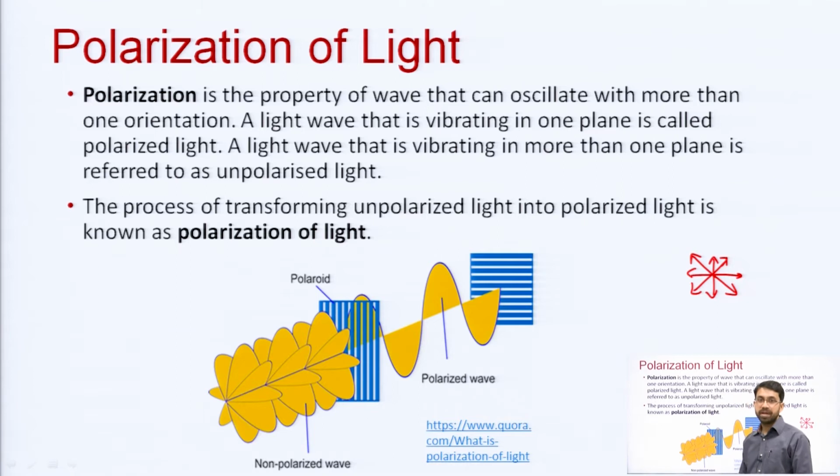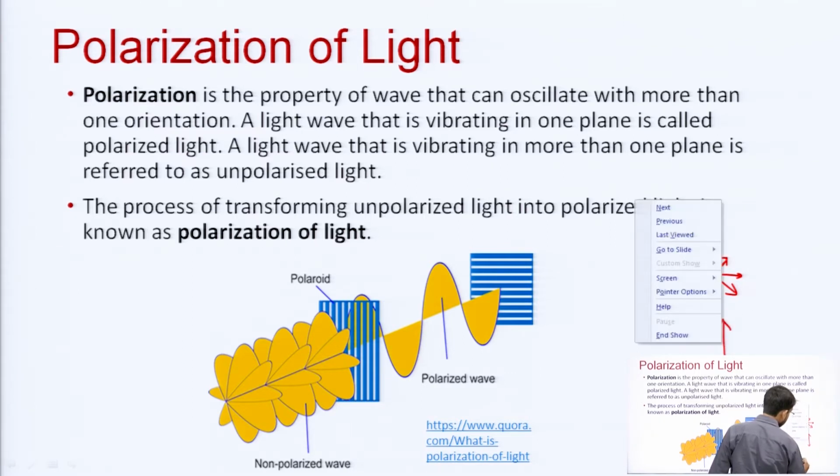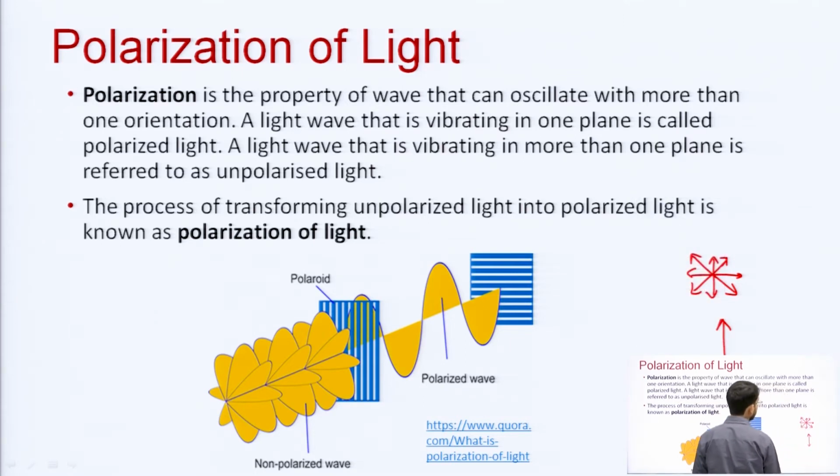So, if this vibration is somehow converted into only one plane, now this wave is coming out of this screen and the electric field vector is vibrating only in a perpendicular plane. Such a light ray is called plane polarized light, and the process of converting this unpolarized light into plane polarized light is called polarization.